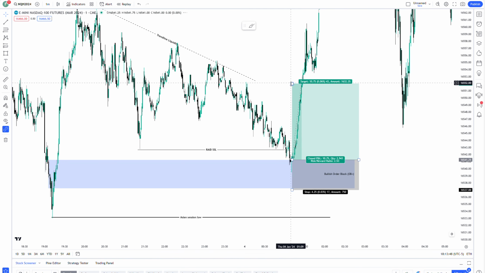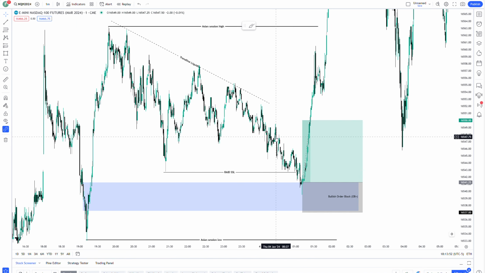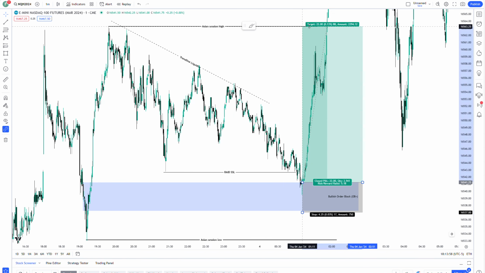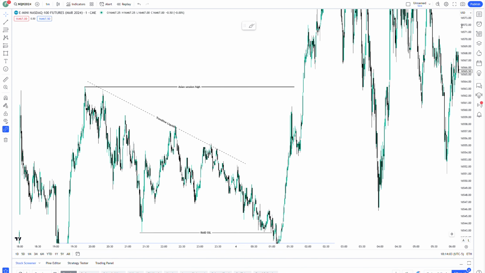And you can see if you've got a fixed risk to reward of 1 to 2, you don't need to target that much. If you wanted to take partials, well, there's opportunities at each of these swing highs to take partials. Or you could leave a runner to the Asian session high, right? Up to you. So that's kind of how I see things.